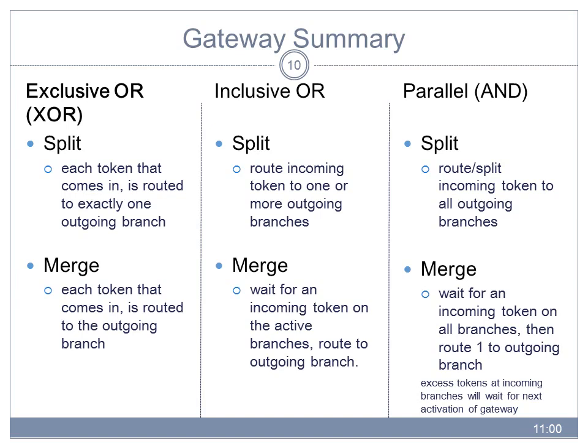For the merge, the exclusive OR means that each token that comes in is routed to the outgoing branch. For the inclusive OR, the merge means that you wait for an incoming token on each of the active branches and then route one token to the outgoing branch. And the parallel, the AND merge, means that you wait for an incoming token on all the branches and then route one token to the outgoing branch. Suppose in this case you would have excess tokens at incoming branches, they will wait for the next activation of the gateway.